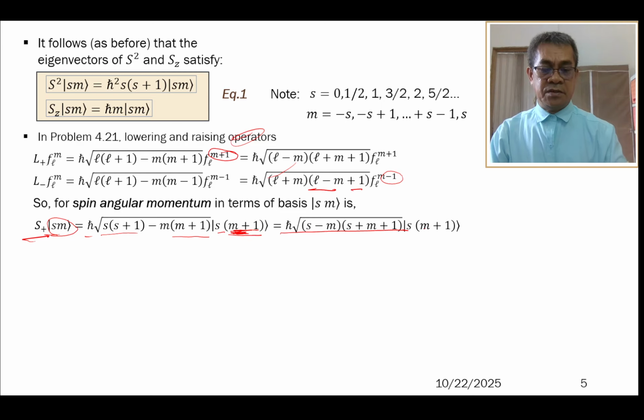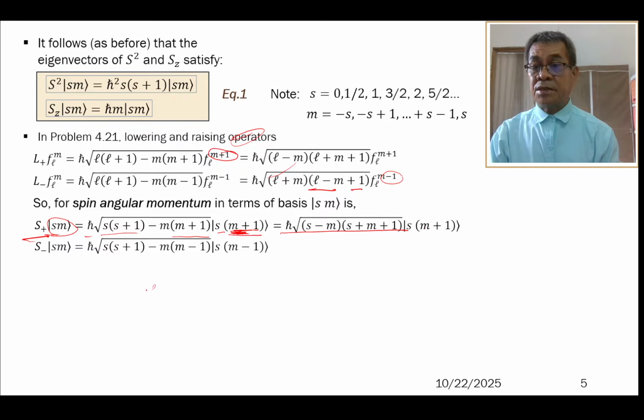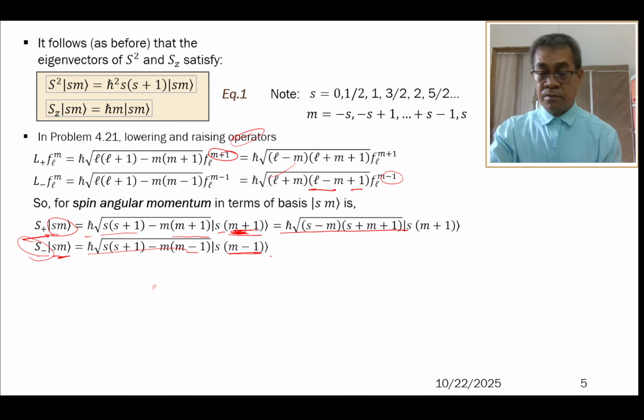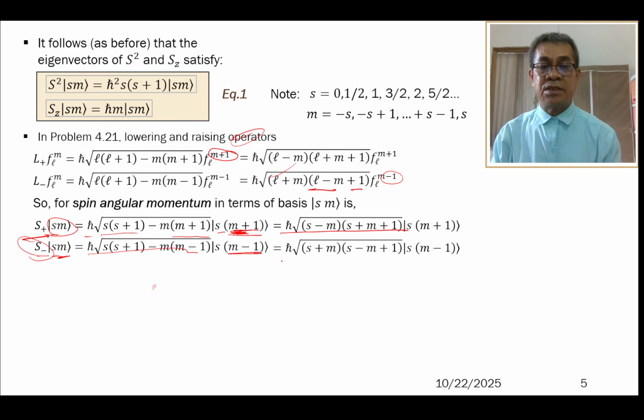Okay. So similarly, in a lowering operator, we have S negative that acts on the state vector. Then we have this value. Then we have to reduce the value of m by 1 because we let the lowering operator act on that state. So the state should lower also. And simplifying this, we have this result.